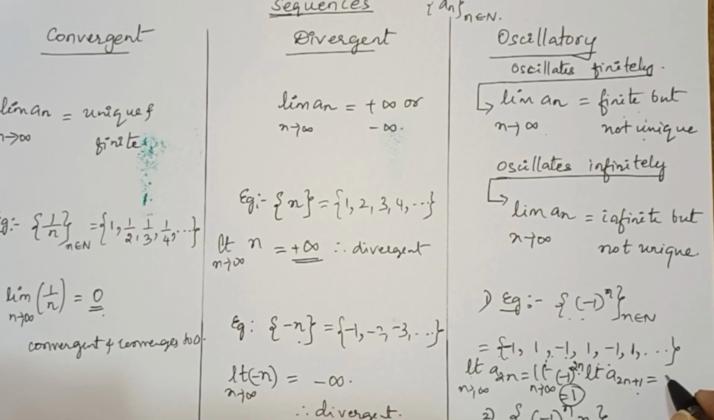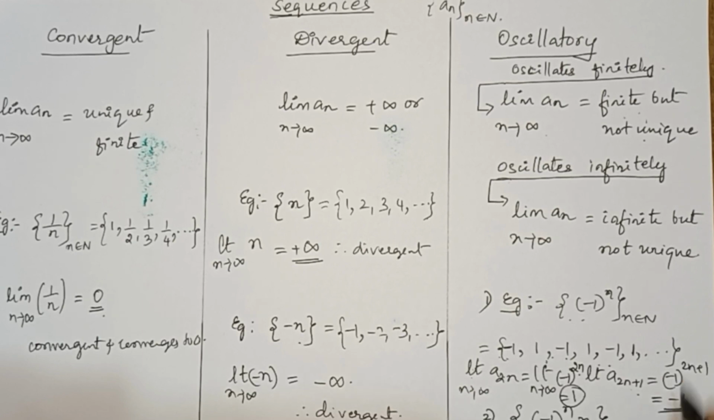But in this case, (-1)^(2n+1), this is odd, this gives you the value -1. That is what is mentioned here. The value is finite, but it is not unique. In this case it is 1, in this case it is -1. Both are not giving you the same value for the limit. Hence this sequence oscillates finitely.